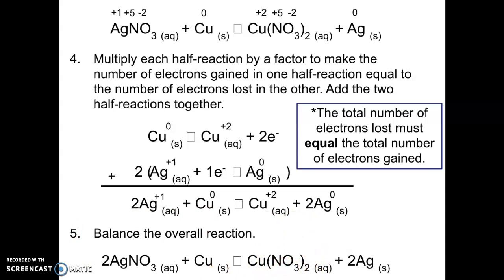So this is now the overall chemical reaction. The nitrate, which is not oxidized or reduced, is called a spectator ion. It's just kind of there hanging out in the background, but it doesn't actually do anything in the reaction. So yeah.